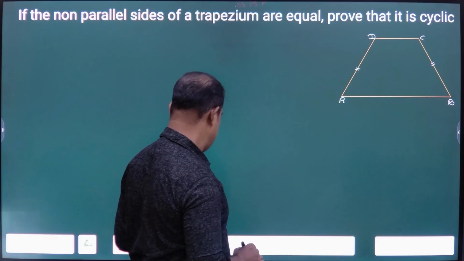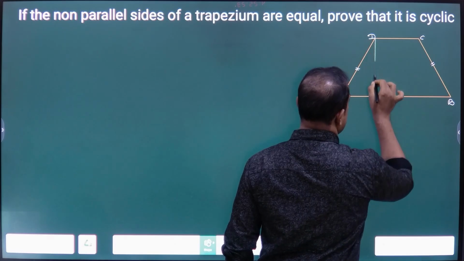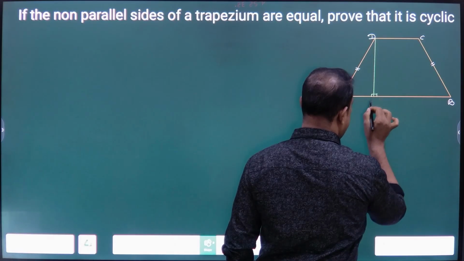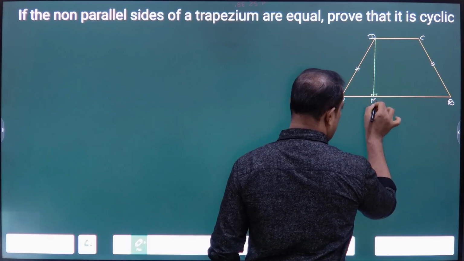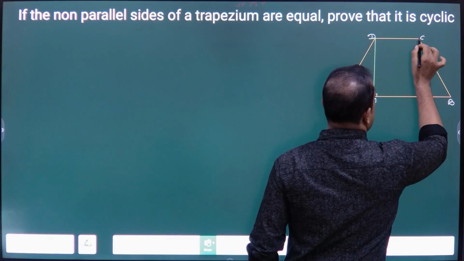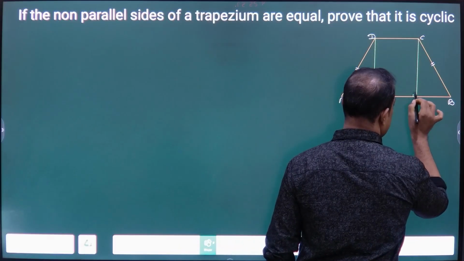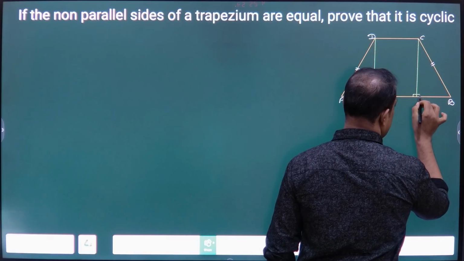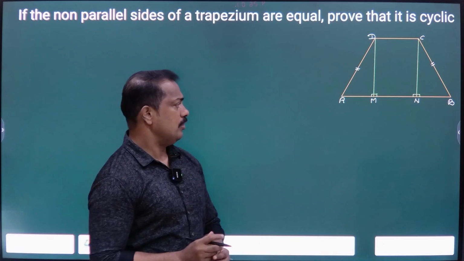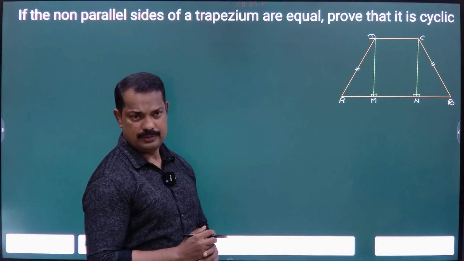Construction. Draw DM perpendicular to AB and CN perpendicular to AB. Construction done. Now prove.